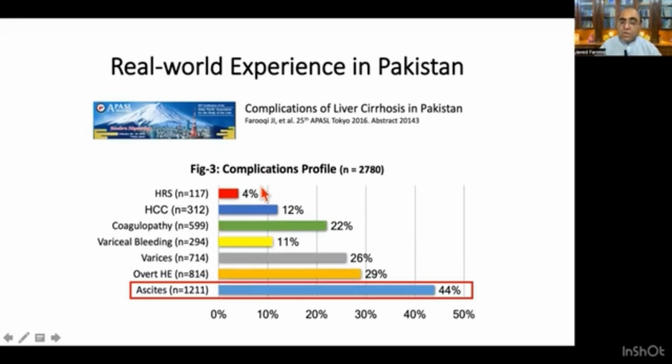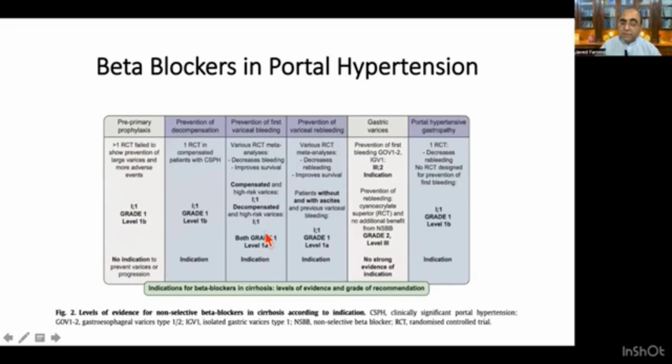And I also discussed with you in my previous parts of this discussion that when we presented our data of more than 2,700 patients in the APASL 2016, ascites was the most common presenting decompensatory event in these almost 3,000 patients. And this is true in each and every country and scenario.